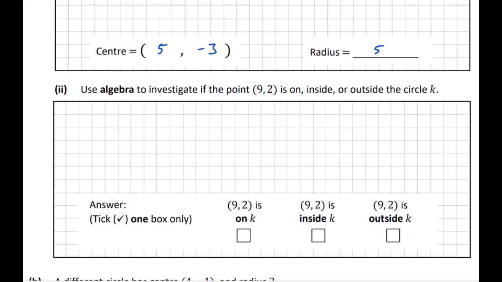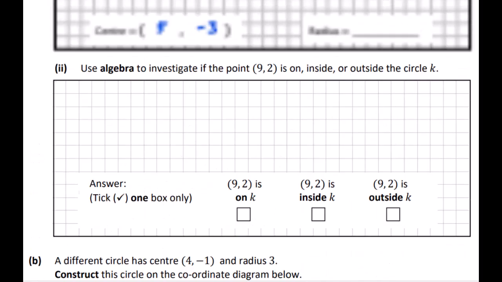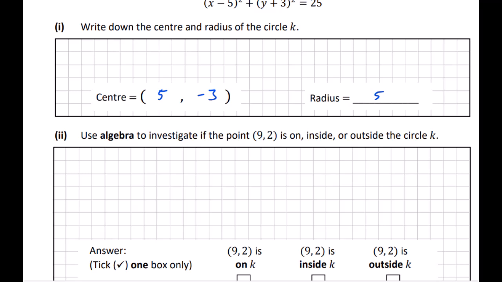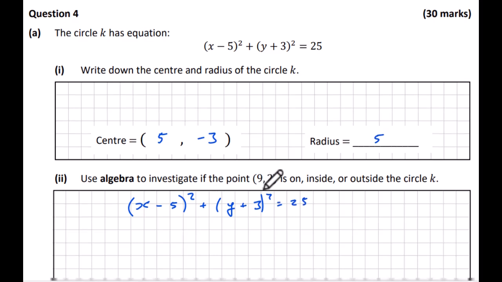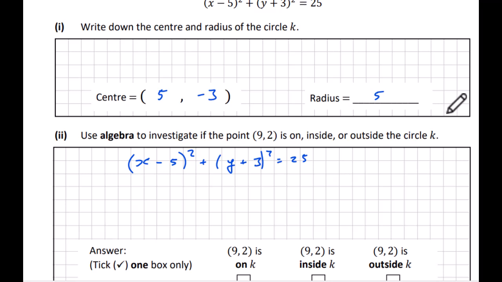Okay, use algebra to investigate if the point 9, 2 is inside, outside, or on the circle K. So what we've got to do here is just write down the equation of our circle, which is (x minus 5) squared plus (y plus 3) squared is equal to 25. And we just put the x and y values in and see what happens. If we put x in, we'll get (9 minus 5) squared. If we put y in, which is (2 plus 3) squared, is it equal to 25? Is it bigger than 25? Is it smaller than 25?